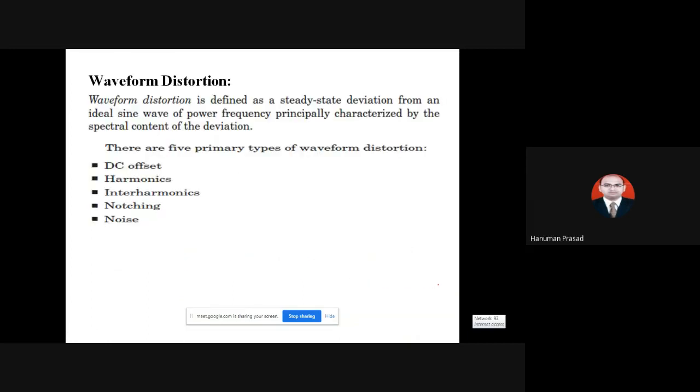Voltage distortion, waveform distortion. Waveform distortion is defined as a steady-state deviation from an ideal sine wave of power frequency, characterized by the spectral content of the deviation. That is DC offset, harmonics, interharmonics, notching, and noise. These are the 5 parameters of waveform distortion.